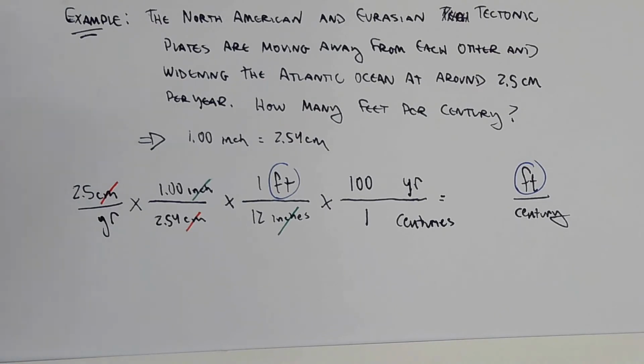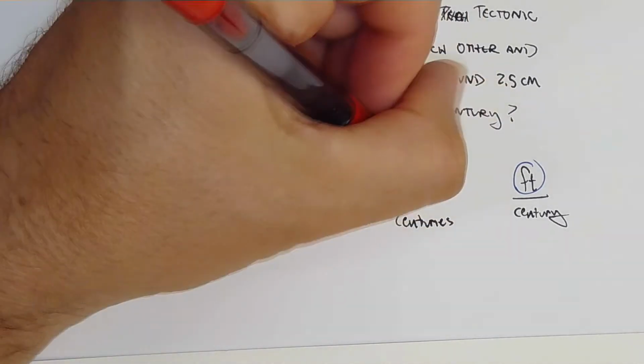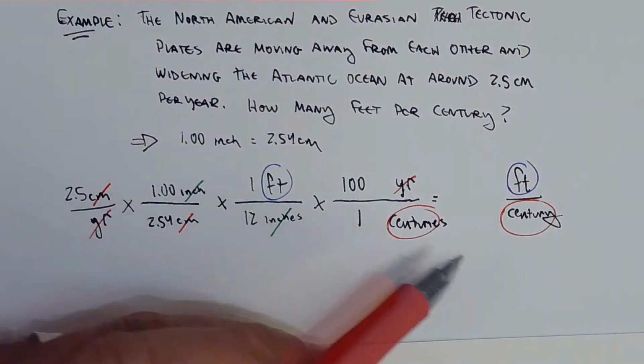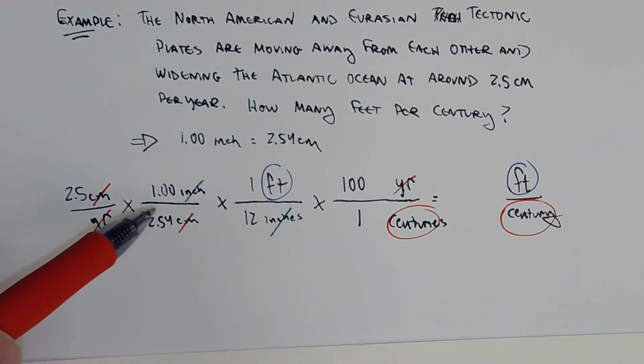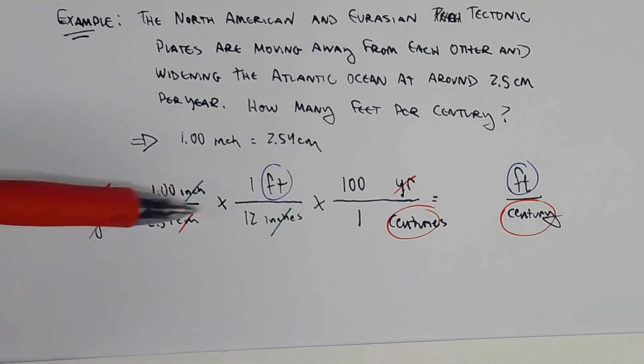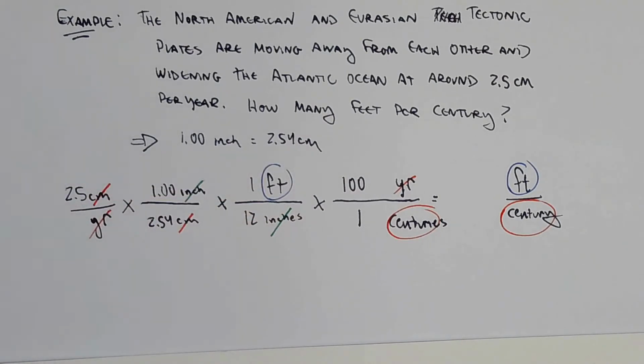Okay. And then just following that up, again, we have 1 year cancels with 1 year and leaves us with centuries. So our units cancel out. There's nothing different about this process. You just have to be careful. A common mistake is kids will forget that the year is on the bottom, and they'll just keep writing it as if they're canceling on the top.